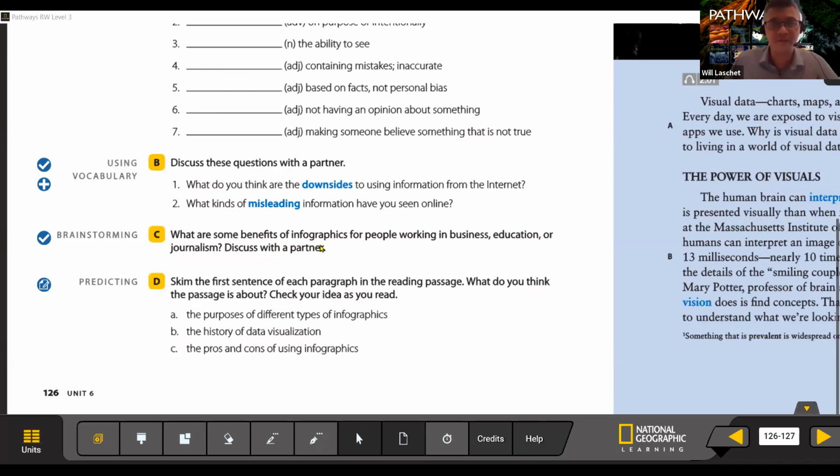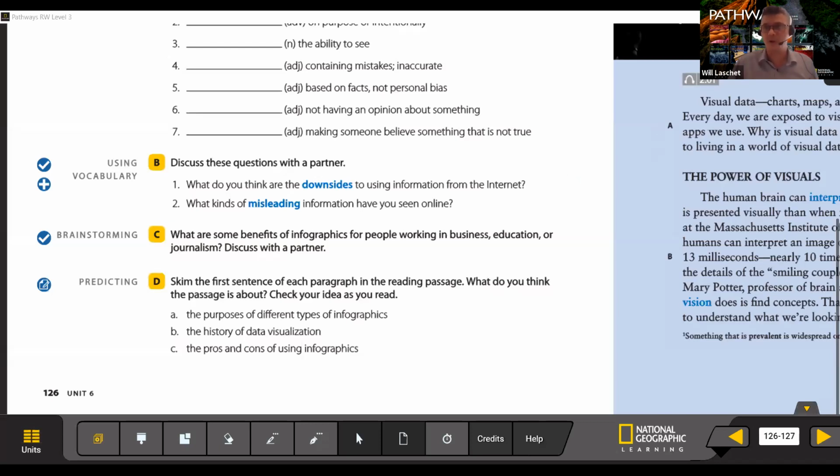Brainstorming here, what are the benefits of infographics for people working in business, in education, or in journalism? This is a perfect opportunity to put students into groups, into 3 different groups: business, education, and journalism. They talk about it, then we can do ABC groups, put them in together, and they can present their findings and discuss. Really nice activity, really getting students involved with the topic before we start the reading.